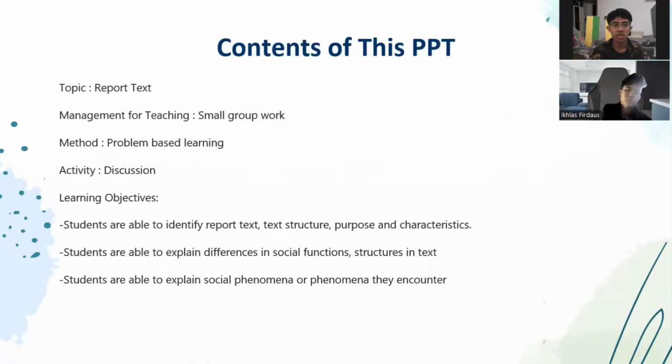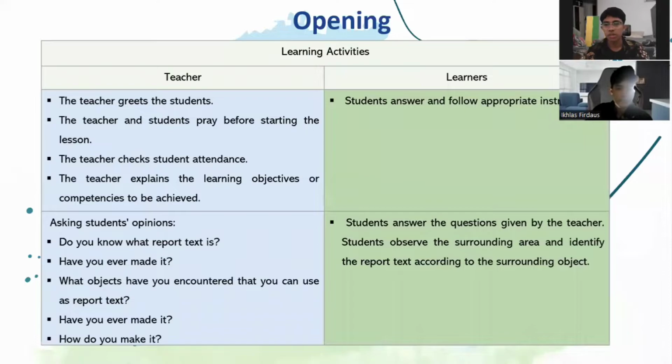And the next is students are able to explain the difference in social function and structure in text. And the last is students are able to explain phenomena they encounter. And the next will be explained by my friend. Time is yours. Okay, thank you, Bayu.